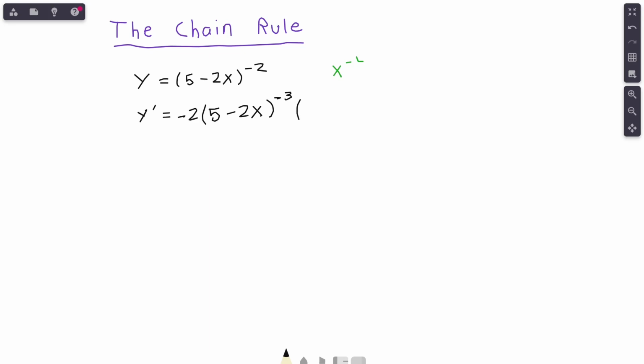And now the chain rule says we multiply by the derivative of the inside. The derivative of 5 is 0, and the derivative of negative 2x is negative 2. So we take the derivative of the outside and multiply by the derivative of the inside. And now it's just a matter of simplification.